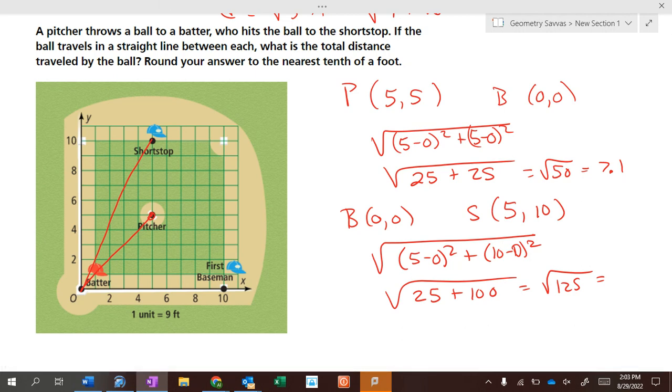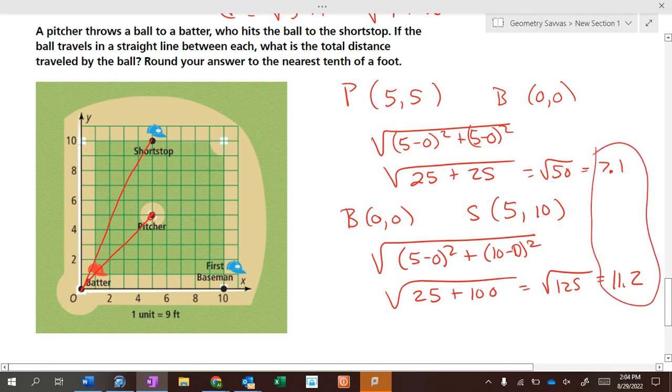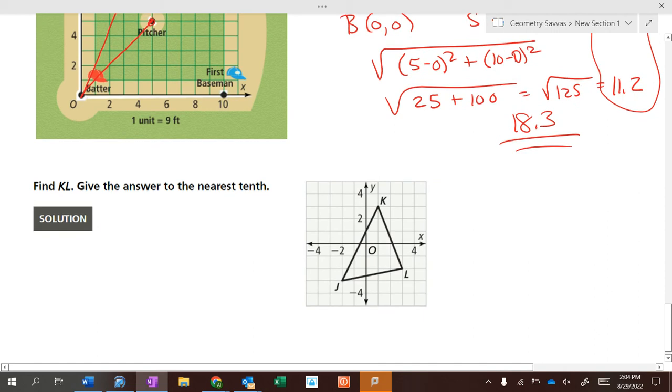Somebody, square root of 125. Is it 11.1 or 11.2? 11.2. So what's the total distance traveled by the ball in that situation? Well, we just add those two up, and we get 18.3. Okay? Then if we want to complicate things further, how far does the shortstop have to throw the ball to the first baseman? We could figure out that. But we're not going to right now. Okay?